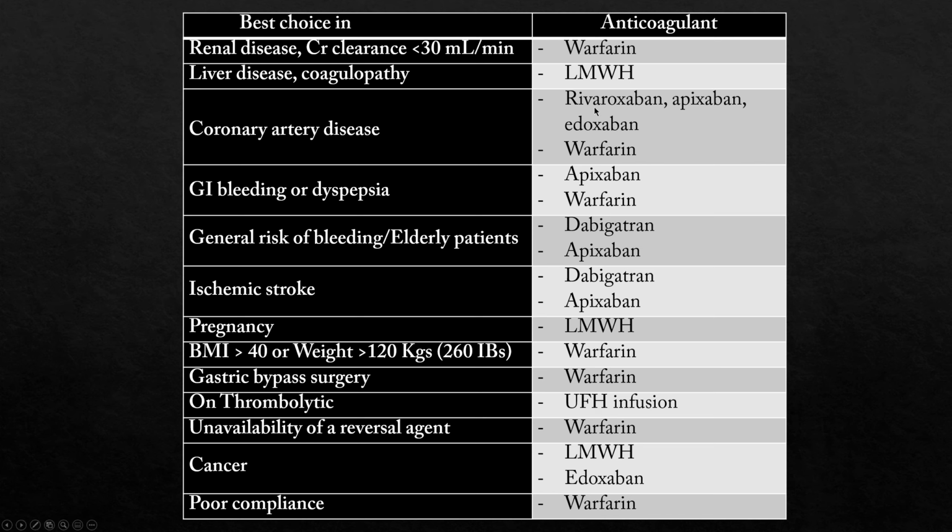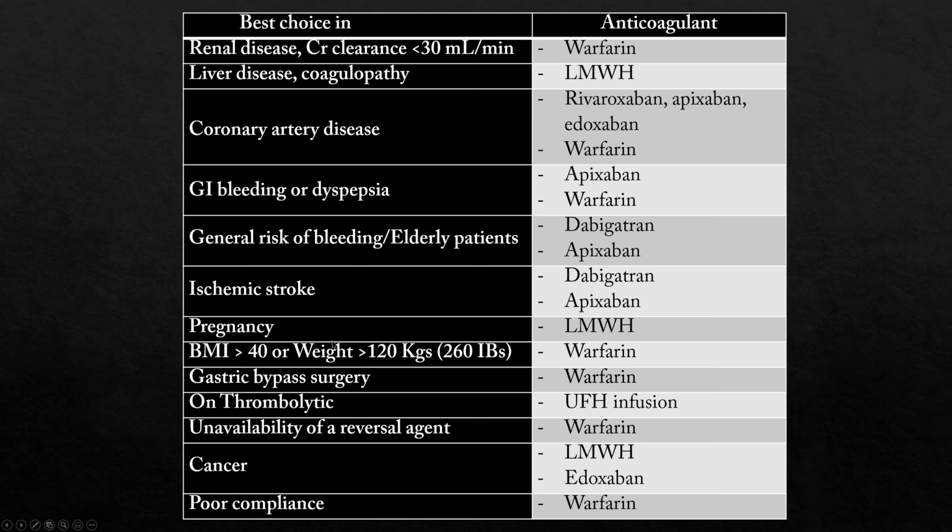In coronary artery disease, we're going to talk about this in the cardiovascular system. Rivaroxaban, apixaban, edoxaban, they're good, they're fine. In bleedings, especially GI bleedings, apixaban has the least GI bleeding index. So apixaban is preferred over the other DOACs in GI bleeding. In general bleeding risk, ischemic stroke patients, elderly patients, dabigatran is better, right? Dabigatran. Also, apixaban is a good choice.